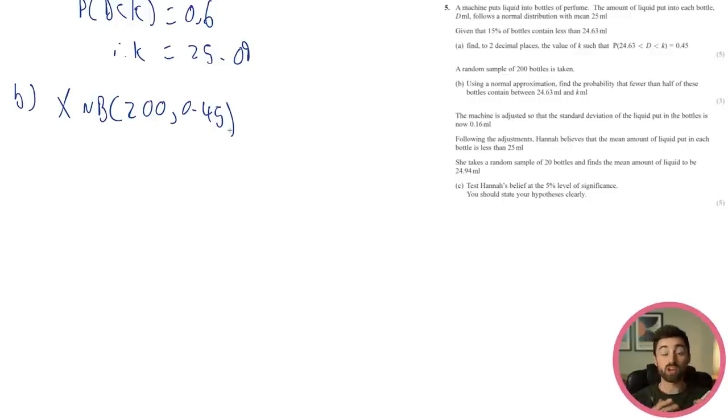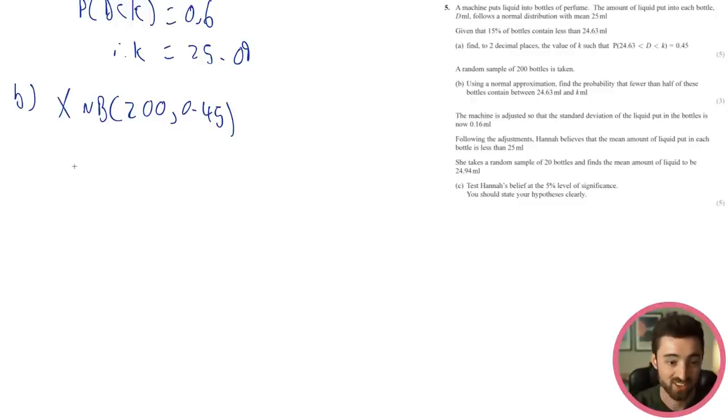So we can use a normal to approximate a binomial when A, N is large, which it is, it's 200 here, and B, P is near 0.5. So that means that the binomial would be more or less symmetrical like a normal. These are both satisfied here. 200 is large, 0.45 is quite close to 0.5. So we are good to use the normal.